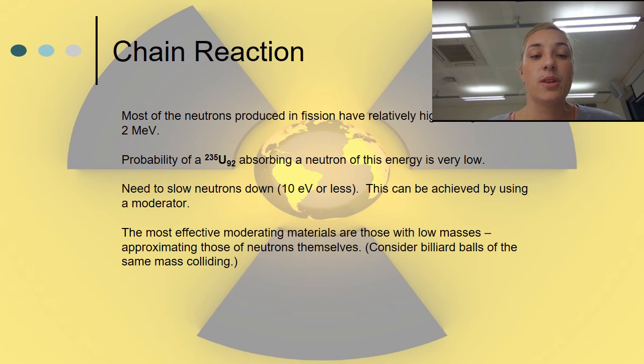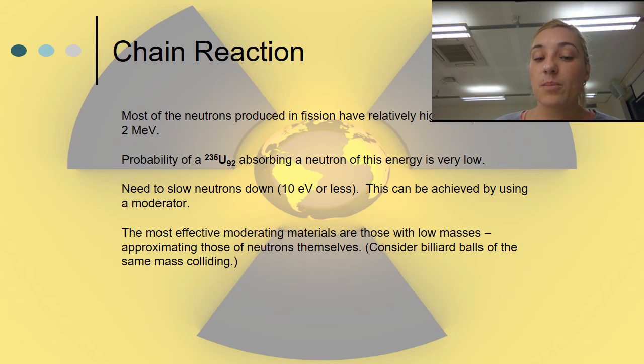So most of the neutrons that are produced in fission have really high energies. They're usually in the order of 1 or 2 mega electron volts. So the probability of that neutron going forth and being absorbed by another uranium-235 nucleus is quite low. They're moving really fast, so they're not going to be captured if they're moving that fast. So in order to slow them down, to be absorbed, they need to be going much slower, around the order of 10 electron volts or less. And to slow them down, they use something called a moderator.